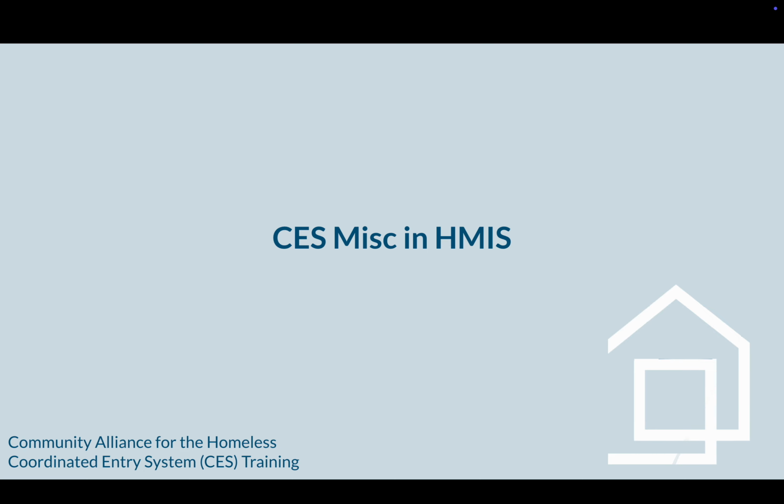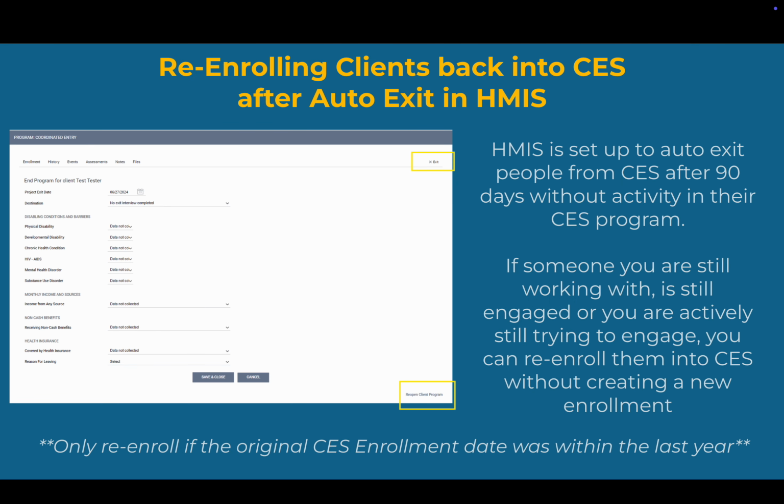Here's some miscellaneous information to wrap it up. Re-enrolling clients back into coordinated entry after they auto-exit or timeout. So in HMIS, your client will be auto-exited after 90 days of inactivity. If someone you are still working with is still engaged, or you are actively trying to engage with them, you can re-enroll them into CES without creating a new enrollment.